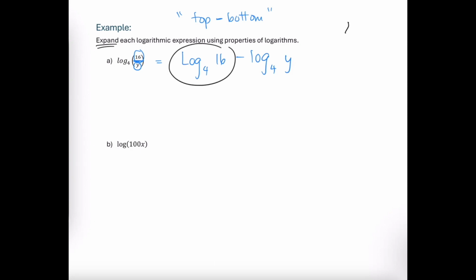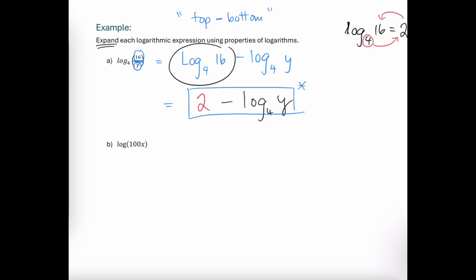The log base 4 of 16 is going to be equal to the exponent that goes on the 4 in order to bring me back to the 16. Remember, 4 raised to what power is equal to 16? 4 raised to the 2 power is 16. So this has a value of 2. So we're going to replace all this with its numerical equivalent, so 2 minus the log base 4 of y, and that is what our original was equal to. So we'll say that we are finished expanding and simplifying this one.